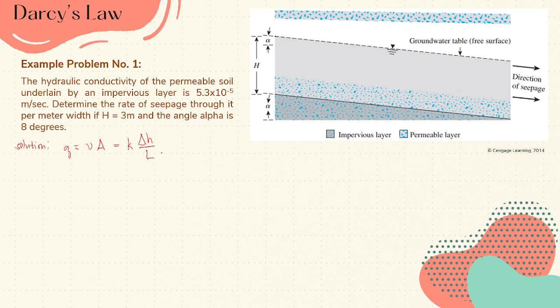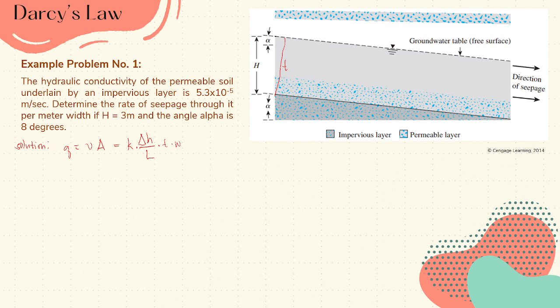times the area. So let's denote this one as the thickness T. So your thickness T is perpendicular to the direction of flow. So thickness and width. So this is our discharge velocity and this is our area. So we know the hydraulic conductivity.